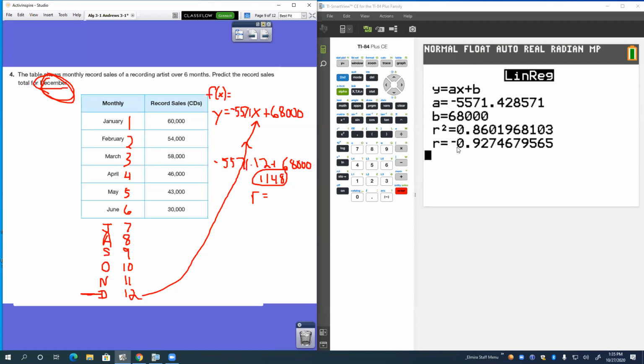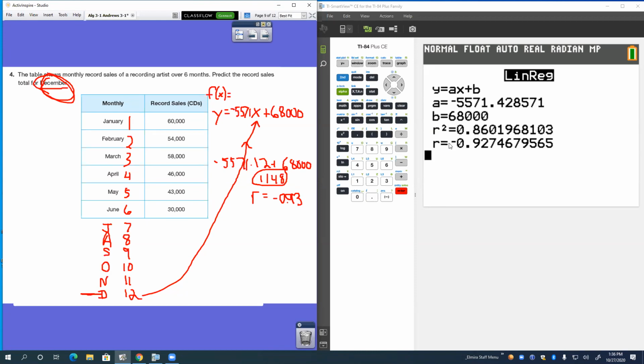Our R value, notice our R value is negative this time. Our R value is negative 0.93 if we were rounding to the nearest hundredth. So be very careful. Notice that that negative sign is in front.